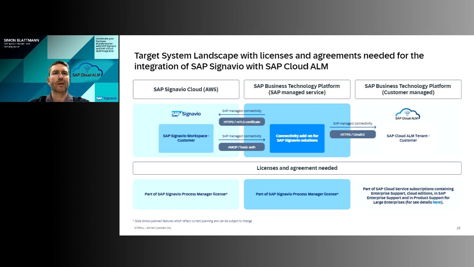There's a question if the SAP for Me connectivity service is free of charge. So yes, the connectivity add-on, as you see it here on the slide, is free of charge. It's included in your SAP Signavio Process Manager license. And it also comes without additional costs for using it.